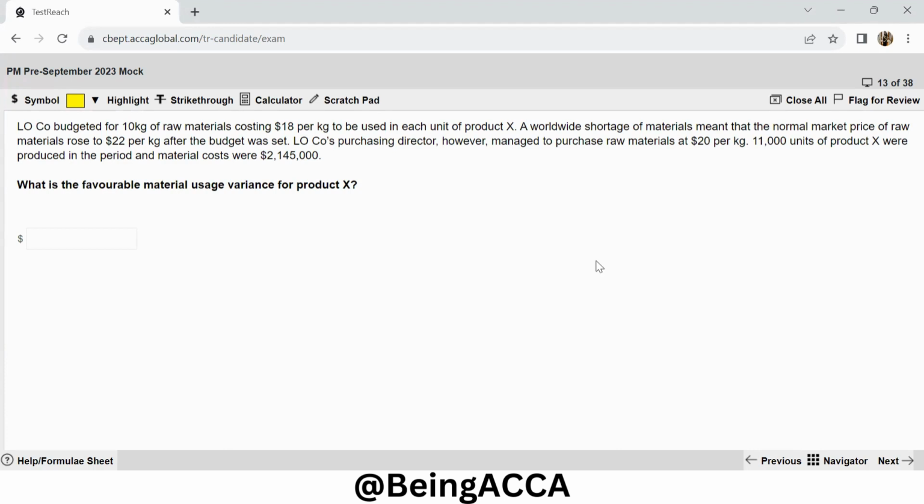11,000 units of product X were produced and the material costs were these many. So what do we have to find out over here? We need to find out the favorable material usage variance. So let's calculate this. I have my amount of material purchased. Let's first find out. It is 2,145,000, and we have bought this at 20 per kg. So that means I have purchased 107,250 kgs of material. So let's see how much we should have actually used according to our budget.